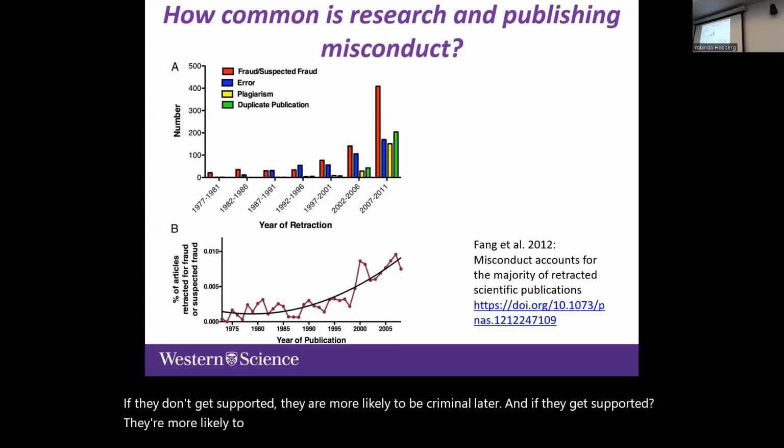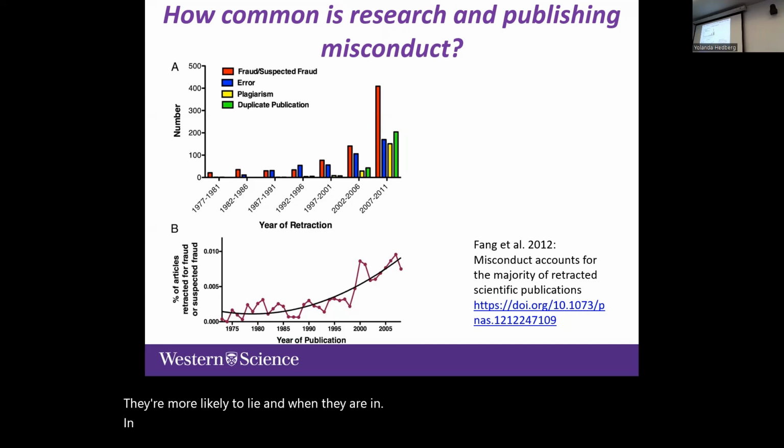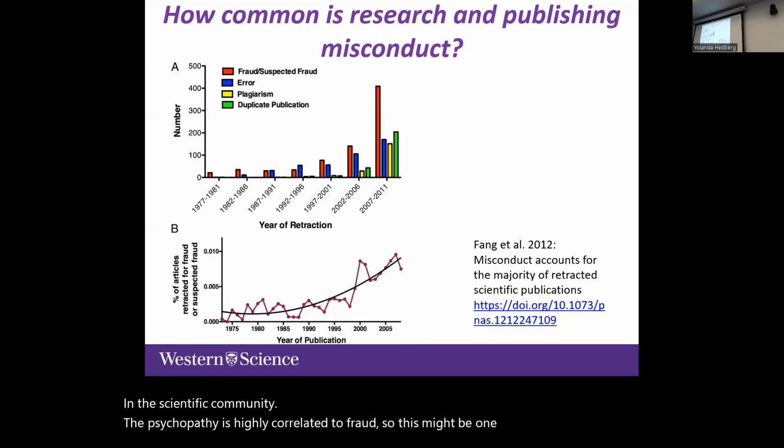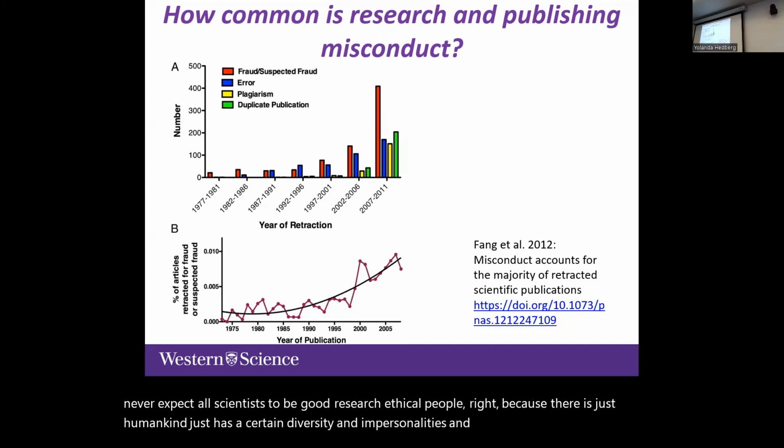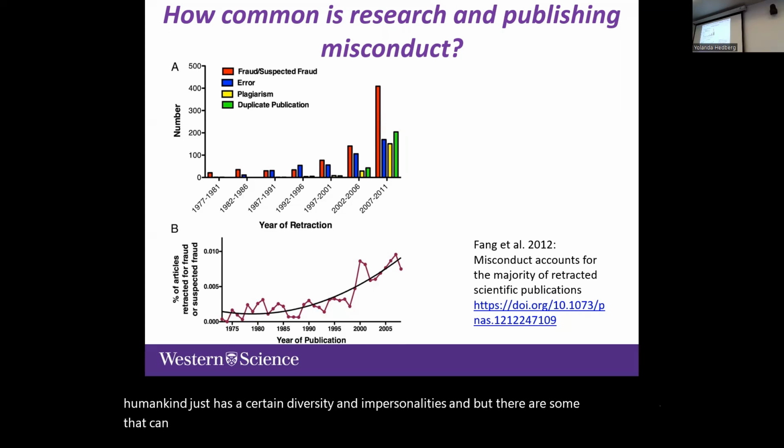And when they are in the scientific community, psychopathy is highly correlated to fraud. So this might be one of the reasons. We can never expect all scientists to be good research ethical people, right? Because humankind just has a certain diversity in personality. But there are some environments that can be protective or mitigating for it.